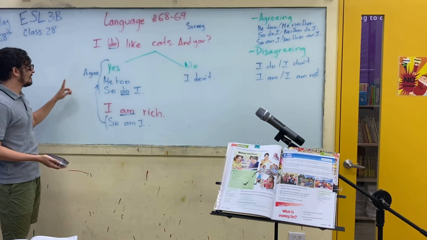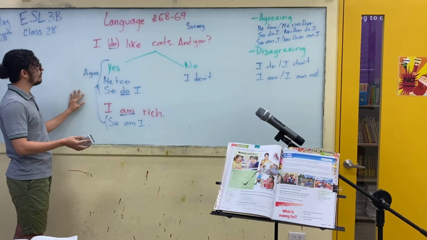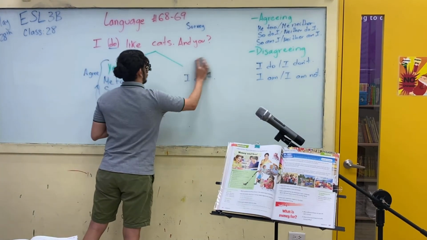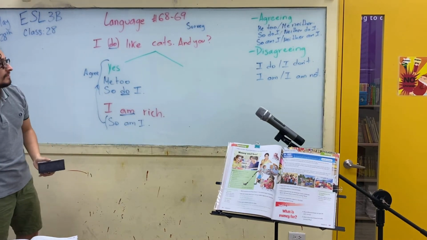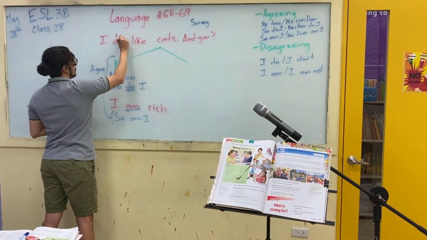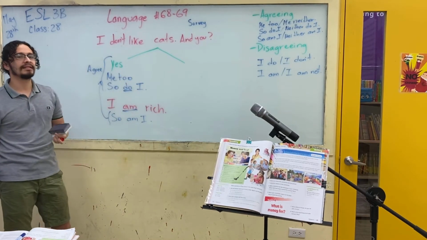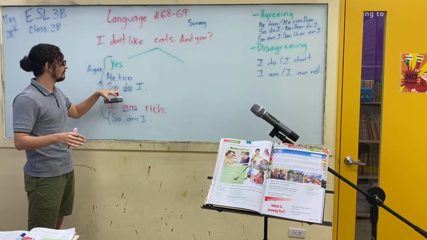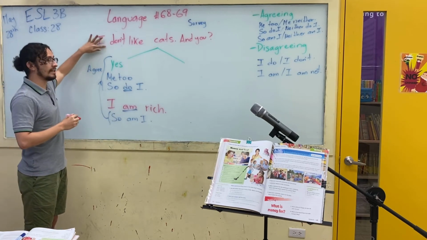But you can also agree when somebody says they don't like cats. So what if they say they don't like cats? If it's a negative, because this is positive, right? Ooh, so that's different. If I say, I don't like cats, and you? Well, you can still say, oh, I don't like. But you can no longer use me too or so do I. Because these are for positives. And this is a negative.